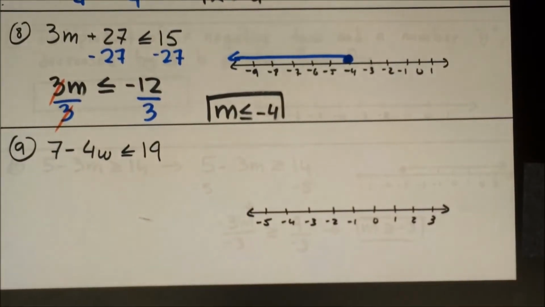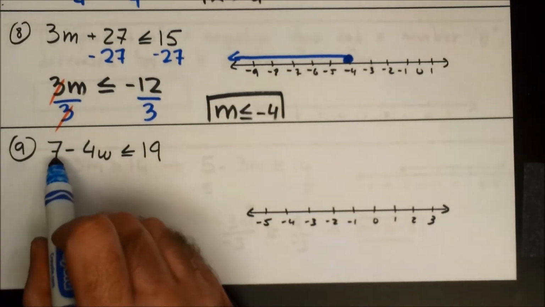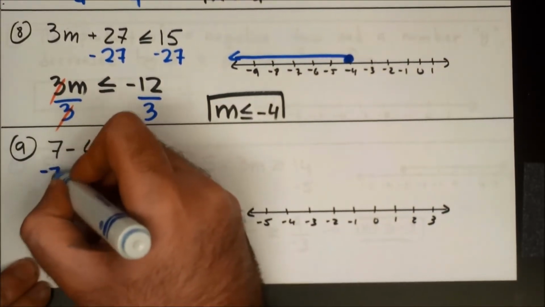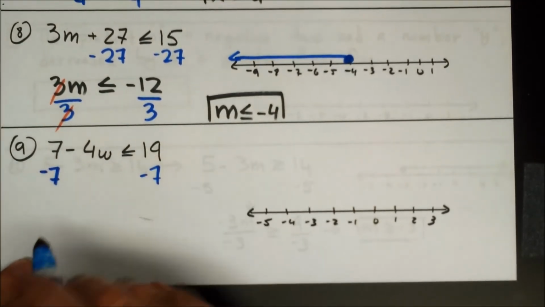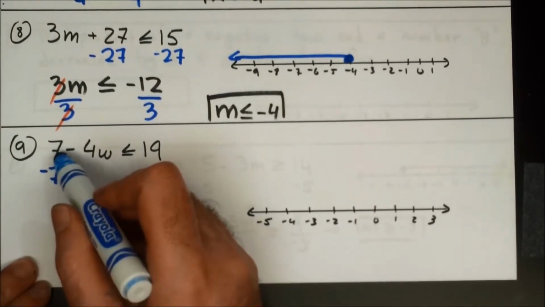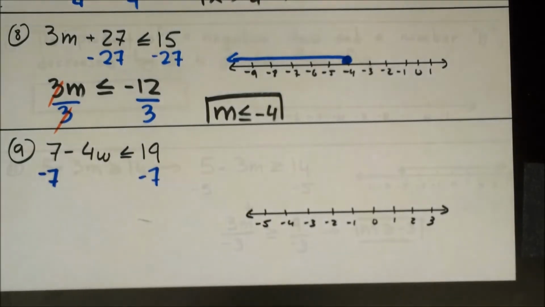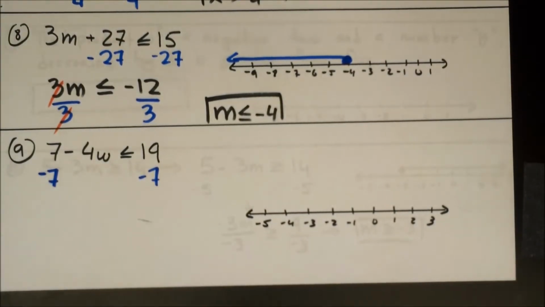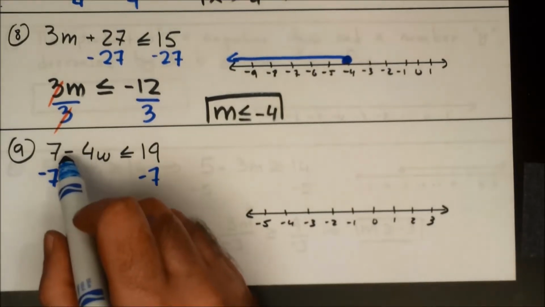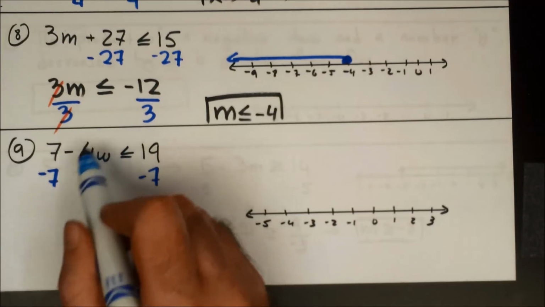All right, number 9 is pretty similar to 7 and 8. Again, it's a two-step inequality, but be careful here. My first step is to subtract 7 from both sides, not add, because if I add 7 to both sides, I'm not going to eliminate the 7. 7 plus 7 is 14. I don't want a 14. I want that 7 gone. It's a positive 7, so the way to get rid of a positive 7 is to subtract 7. Don't worry about this minus. This minus belongs to the 4w, not the 7.